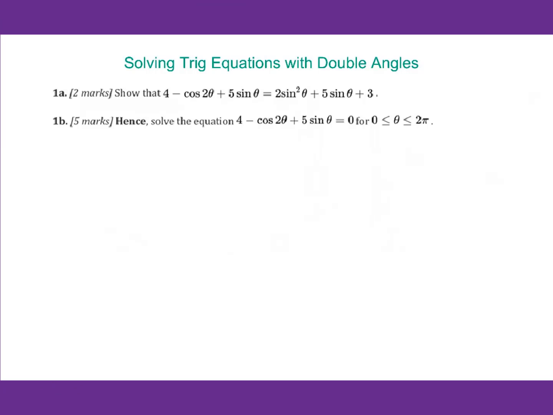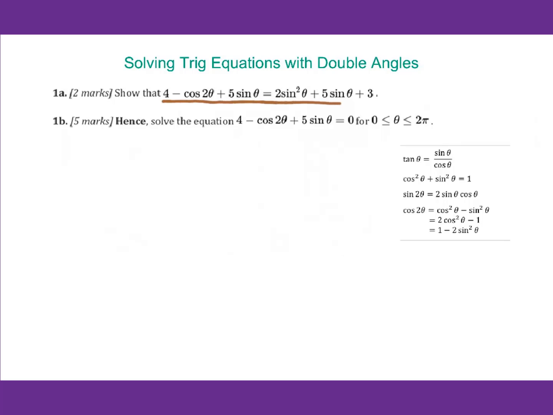This video is about solving trig equations with double angles. This is the formula given by the IB exam. So for 1a, show that 4 minus cosine 2 theta plus 5 sine theta equals this.